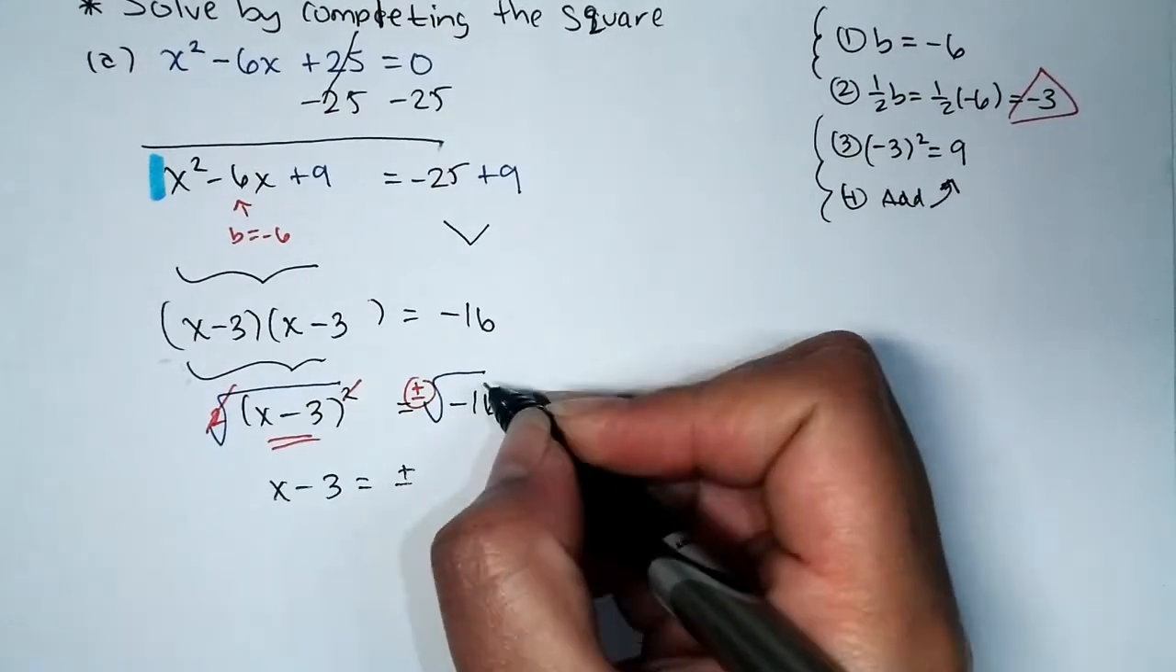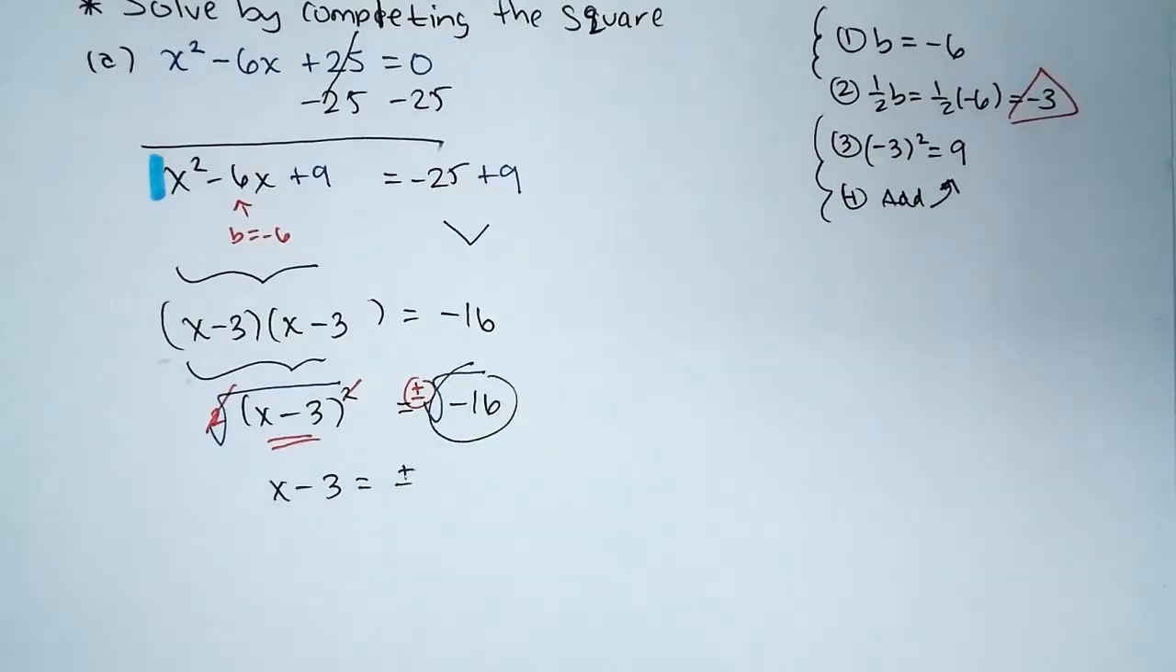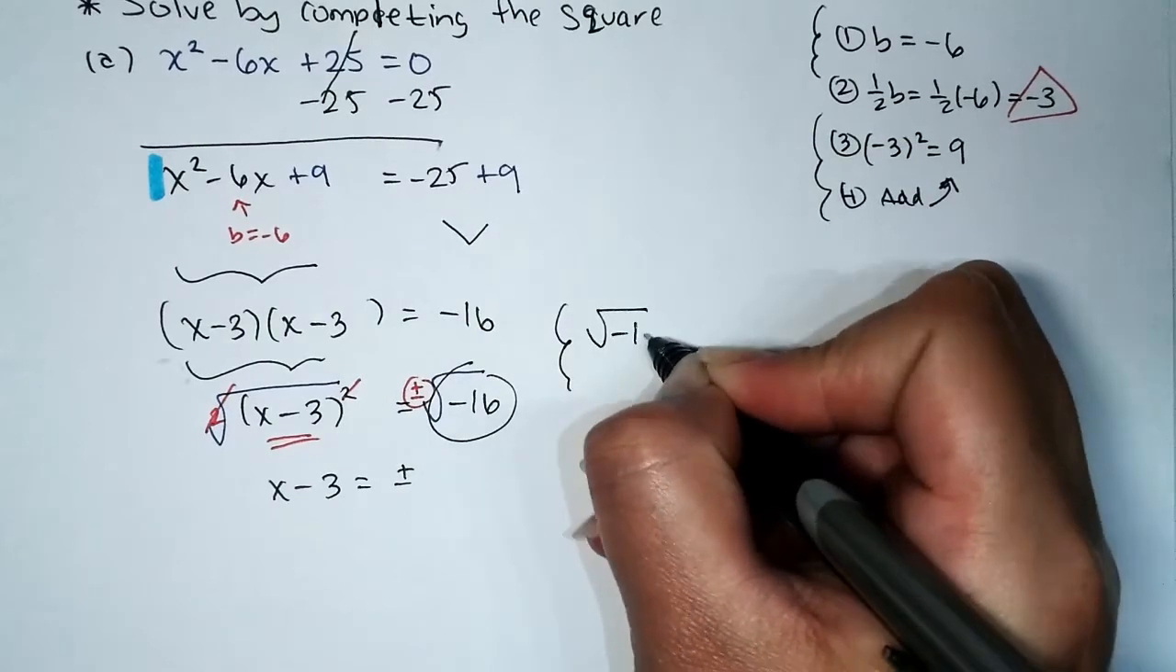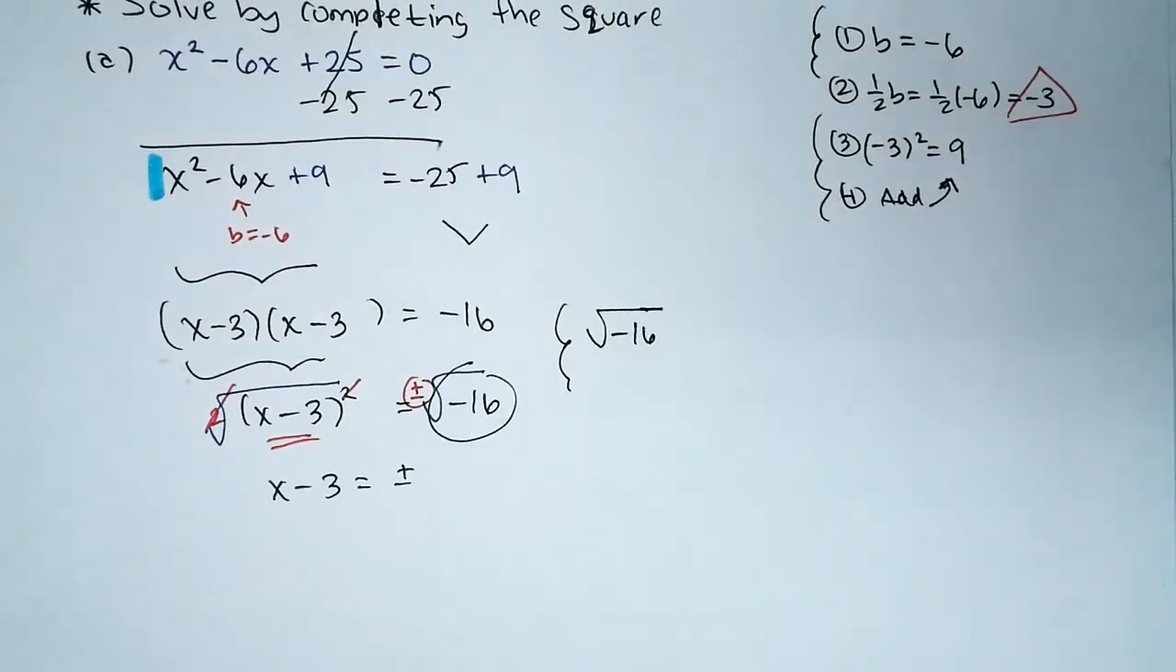equals positive or negative, whatever the square root of negative 16 simplifies to. If you can do that mentally, go for it. But I'm going to bust out a thinking area because you know how I do things. I can't do things in my head.